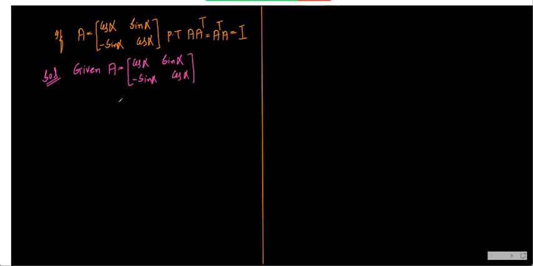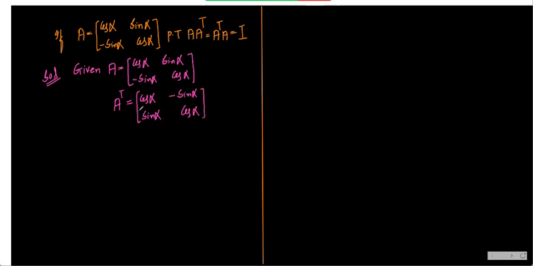Now tell me how to find out its transpose. What is the definition of transpose of a matrix? Row, we have to write it as a column. Cos alpha, sin alpha. First row is this one. I made it as a column. And second row, again we have to write as a column. Minus sin alpha, cos alpha. Now we got the transpose value.